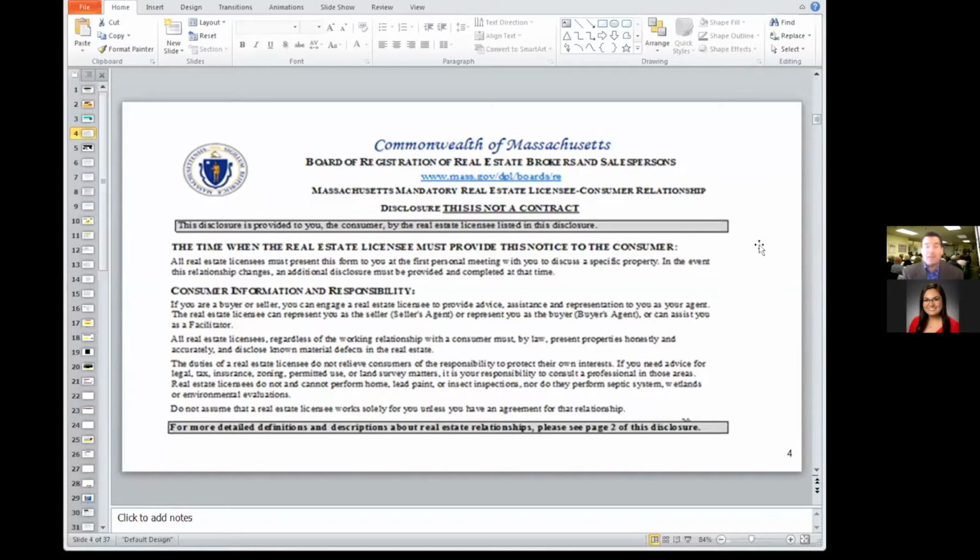Now this form is unbelievable. It's filled with so much protection for you guys. Look at what it says here. Consumer information and responsibility. It's giant. It means the consumer is responsible for something. I love that. If you're a buyer or a seller, you can engage a real estate licensee to provide advice, excellent, assistance, and representation to you as your agent. Now, the real estate licensee can represent you as the seller's agent, or represent you as a buyer's agent, or can assist you. See the word assist, not represent. And that would be as a facilitator.